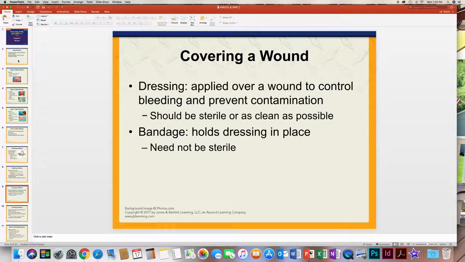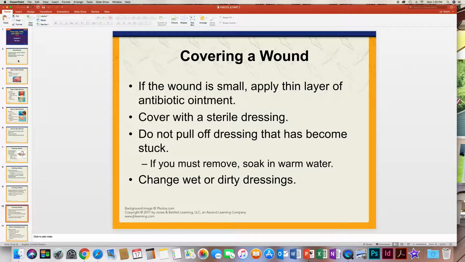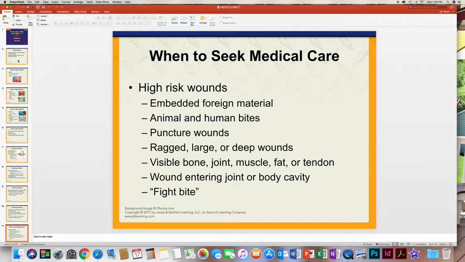When you're covering a wound, you have to prepare the dressing and apply it over the wound to control bleeding and prevent contamination. This must be sterile or as clean as possible. You can bandage up the dressing and that holds it in place, and that does not need to be sterile. If the wound is small, you can put a thin layer of antibiotic ointment and then cover with a sterile dressing. Never pull off a dressing that has become stuck, as you can tear off more skin. If you have to remove it, soak it in warm water to loosen it. Change any wet or dirty dressings.